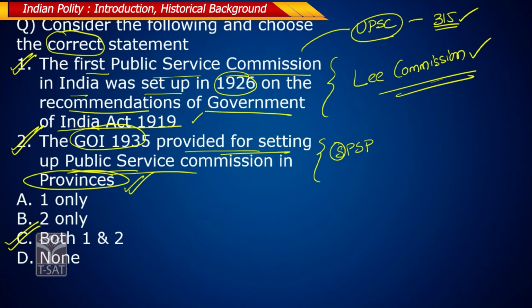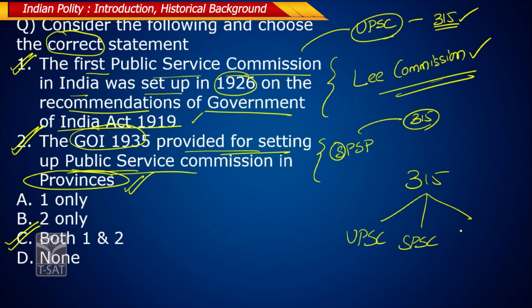Even today in the Indian Constitution, the State Public Service Commission is discussed in Article 315. So, Article 315 talks about three things: Union Public Service Commission, State Public Service Commission, and Joint Public Service Commission. Very, very important for the exam.